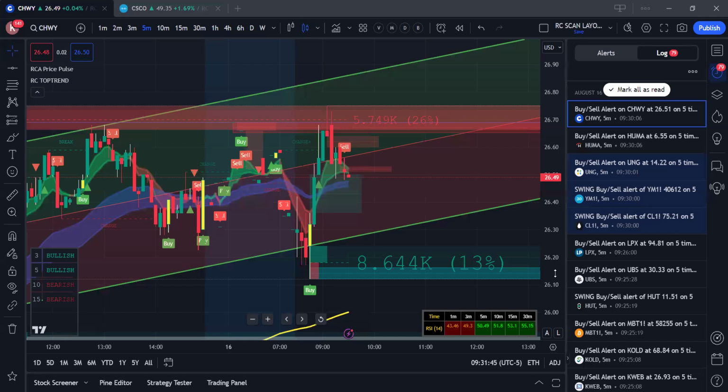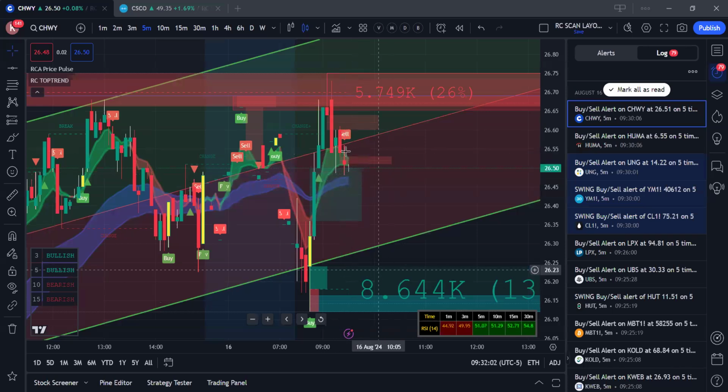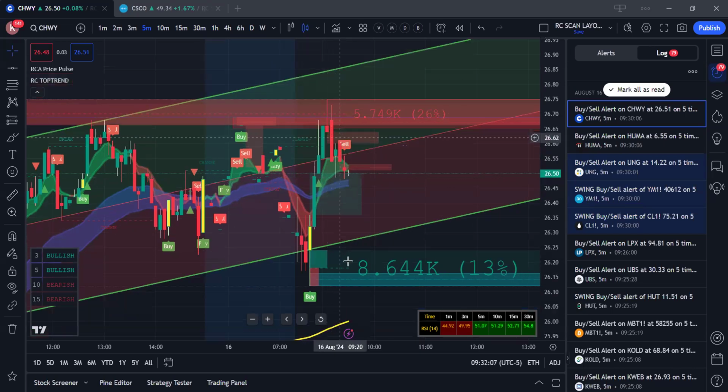Same thing with Chewy also. It went all the way up from 26 to 26.8. Now there is a pullback. It may come touch the swing cloud and then start moving up, or it may come here and then start moving up. So whenever we see the buy signal, we can enter calls on Chewy.